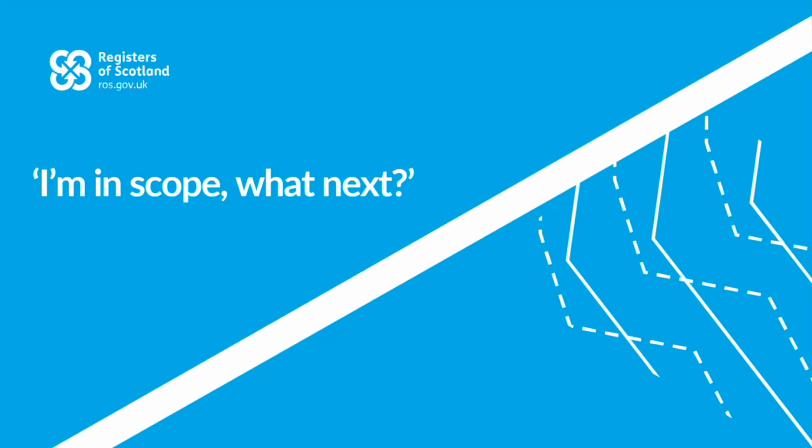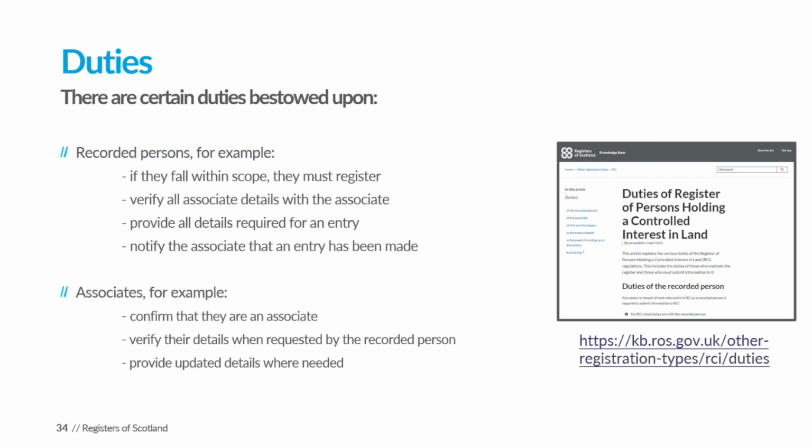If you have decided that the trust is in scope, it's important that certain duties are met. We cover these in more detail in guidance and videos I've mentioned before. For recorded persons, if they are in scope, they must register. They also must verify all the associate detail, provide all the details, and notify the associate that the submission has or will be made. Associates will need to confirm that they are an associate, verify the details when requested by the recorded person, and provide updated details when it's necessary.